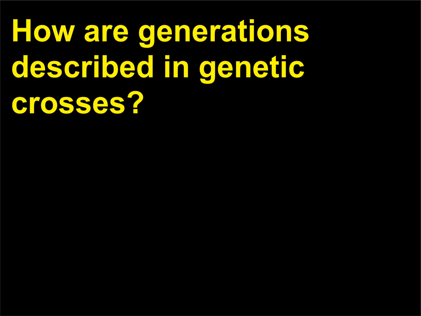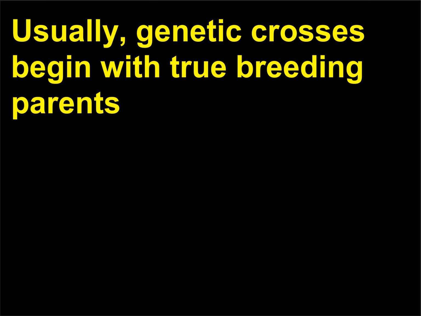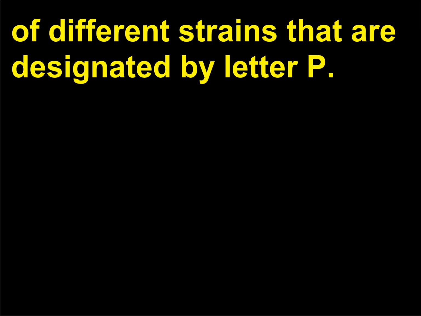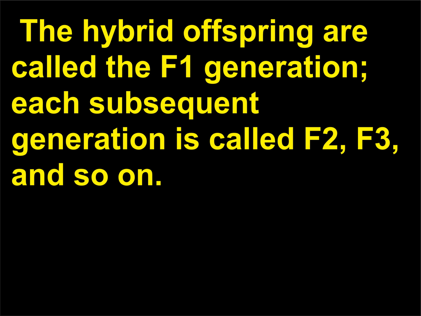How are generations described in genetic crosses? Usually, genetic crosses begin with true breeding parents of different strains that are designated by letter P. The hybrid offspring are called the F1 generation, each subsequent generation is called F2, F3, and so on.